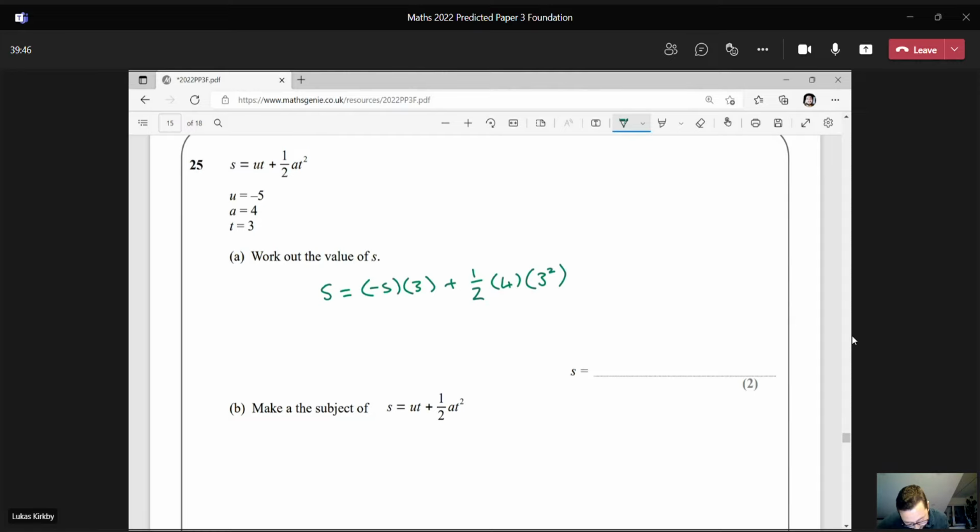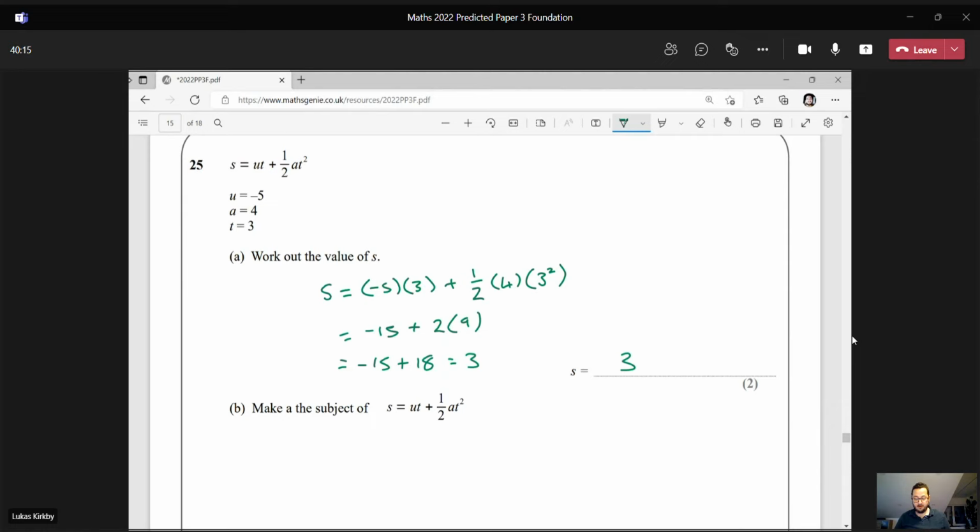Okay. And again, you can just put this all in your calculator. I'll do it just so you can see it kind of building up. You could just type that whole thing into your calculator. But minus 5 times 3 is minus 15. Plus half of 4 is 2. And 3 squared is 9. So that is minus 15. Plus 2 times 9 is 18. So that is going to be 3 altogether.